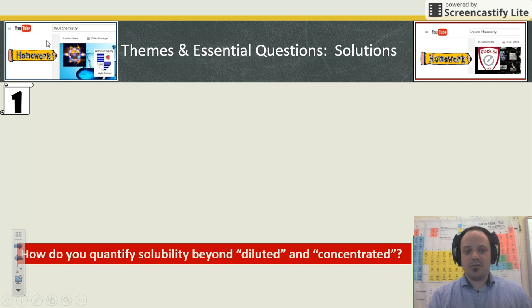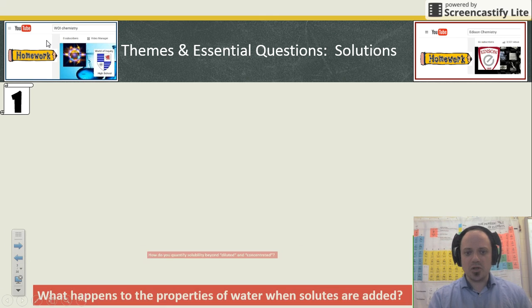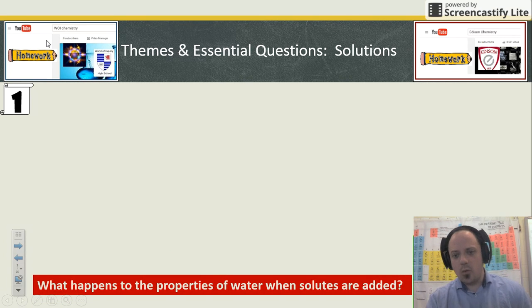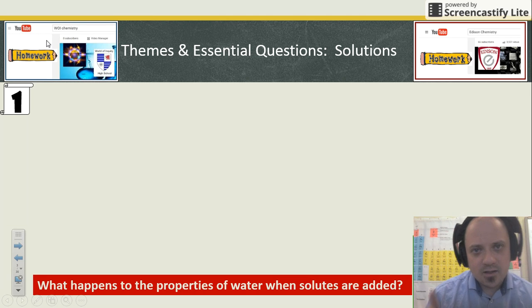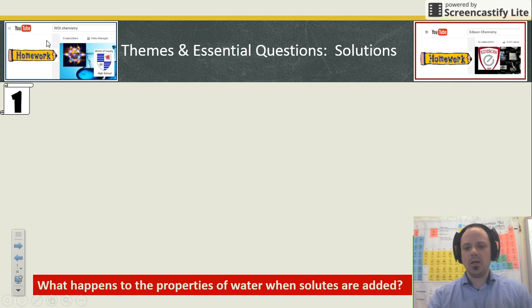How do you quantify, put a number on, solubility beyond diluted and concentrated? We're going to measure solubility with units like molarity, percent by mass, percent by volume. We're going to put numbers on concentration. What happens to the properties of water when solutes are added? This is our famous ice cream lab unit. So let's get to it.